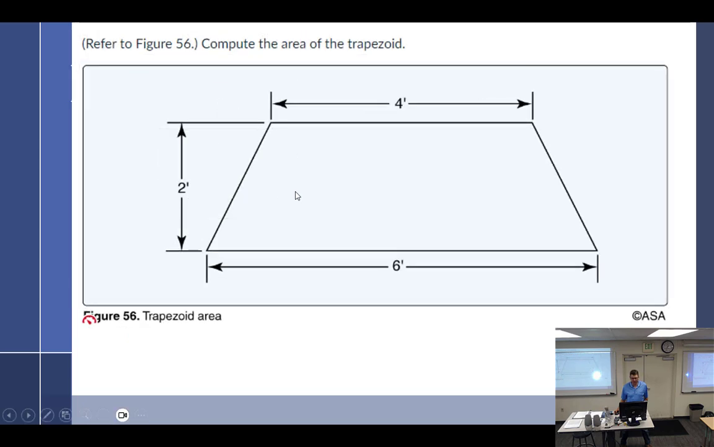54, 56. All right, now that we know how to do it, it is 6 plus 4 equals 10 divided by 2. So the average of the parallel sides is 5 times the height, which is 2. That's 10 feet squared, or square feet. All right.